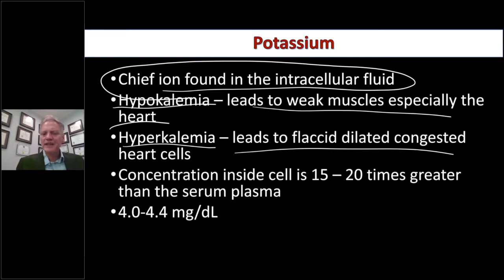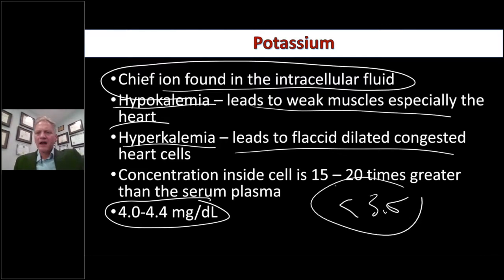Okay, so concentration inside the cells is 15, 20 times higher. Our functional range on this is going to be 4 to 4.4. Once it goes below 3.5, it is really getting low, and I'm starting to get more concerned about it. All right, increased in adrenocortical hypofunction, acidosis, and potassium-sparing diuretics. Plasma renin increase in beta blocking drugs. These are things where you can see an increase in potassium.